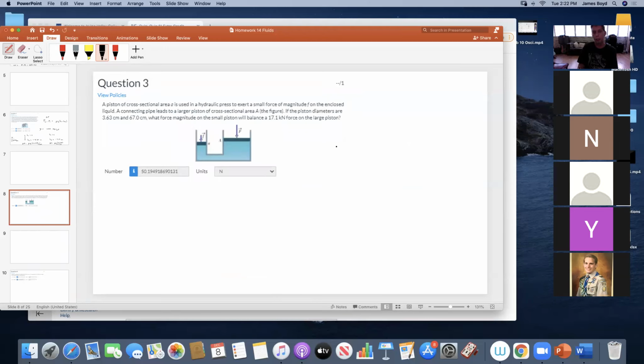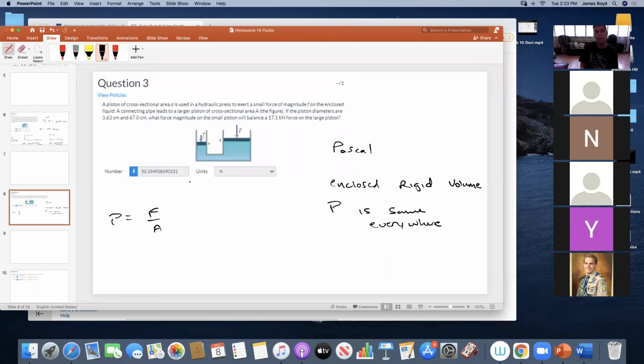This is Pascal. And with Pascal, you have to have an enclosed, rigid volume. So the volume can't change when you use Pascal's. And what that says is P is the same everywhere. That's really important. And if P is the same everywhere and P is equal to force over area, then we can write F1 over A1 is equal to F2 over A2. And they tell us here that F2 is 7.1 kilonewtons, so 17,100 newtons. And they give us the diameters.